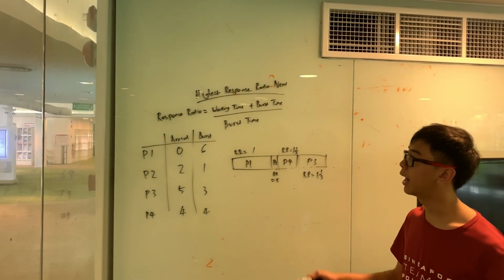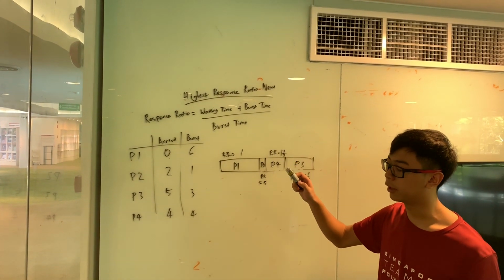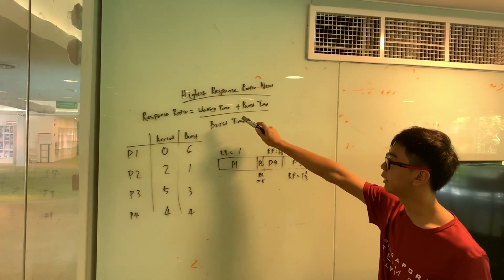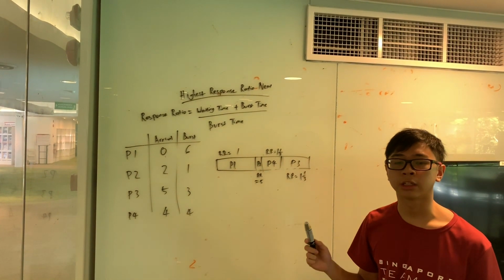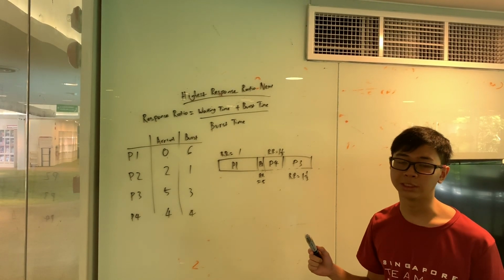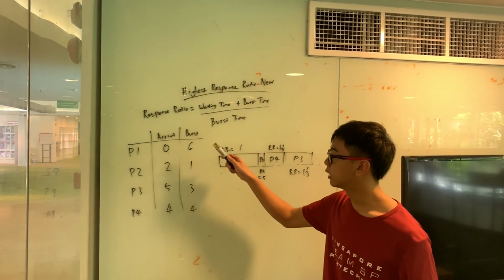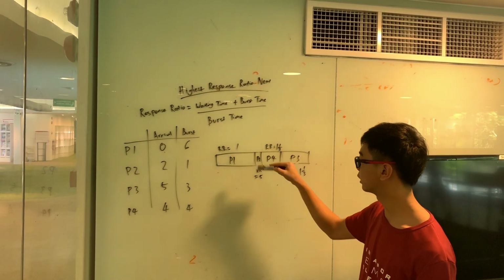Okay, next we'll be talking about highest response ratio next. So the response ratio is given by this formula: waiting time plus burst time divided by burst time. This makes it such that the processes that have been waiting gain higher priority compared to those that have just arrived. So for example, the formula has been calculated and has been given as shown in the numbers here.